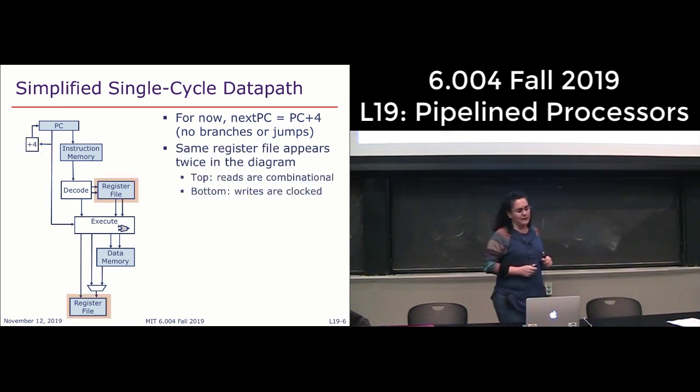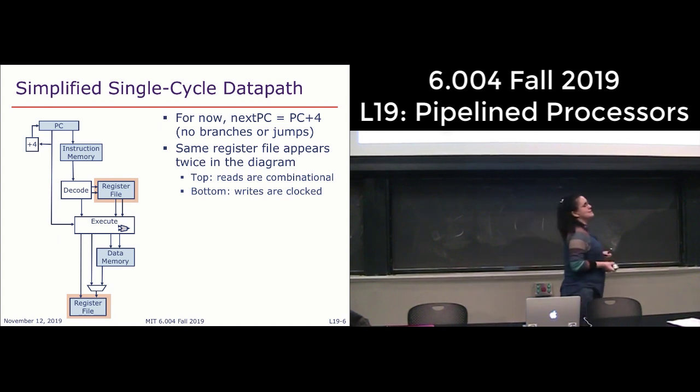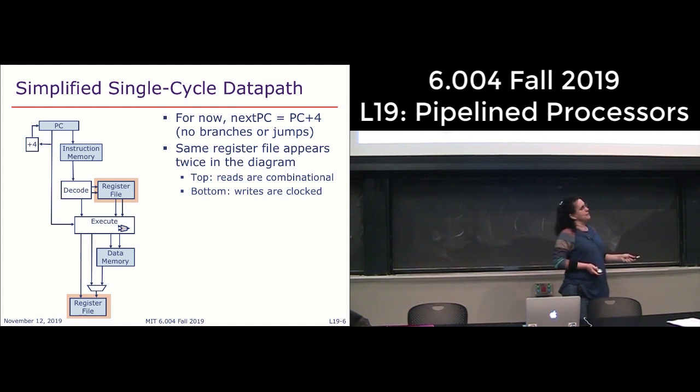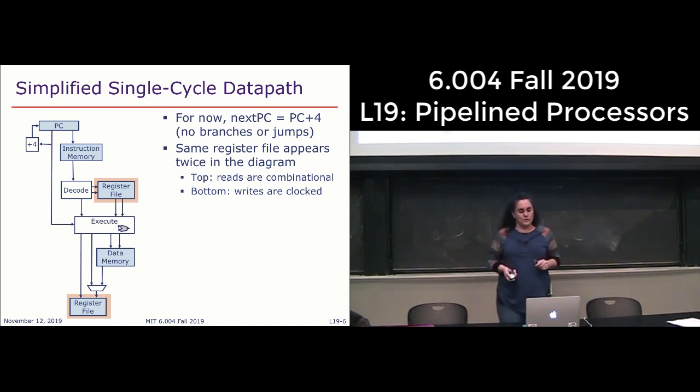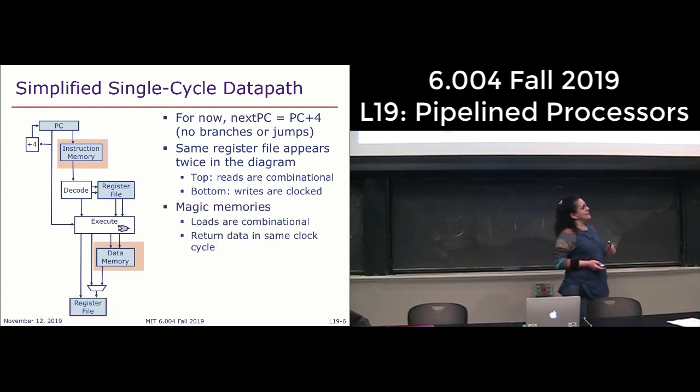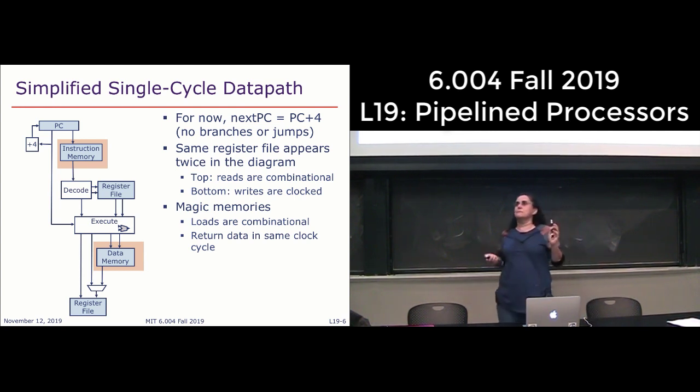The second thing I want to point out is that I have 2 copies of the register file here. This is just in order to indicate where the read from the register file happens and where the write to the register file happens. The read happens up here and the write happens down here, but we're actually talking about the same register file. And finally, we have our instruction and data memory, which for the time being, we're going to assume are magic memories. Does anybody remember what it means to be a magic memory?